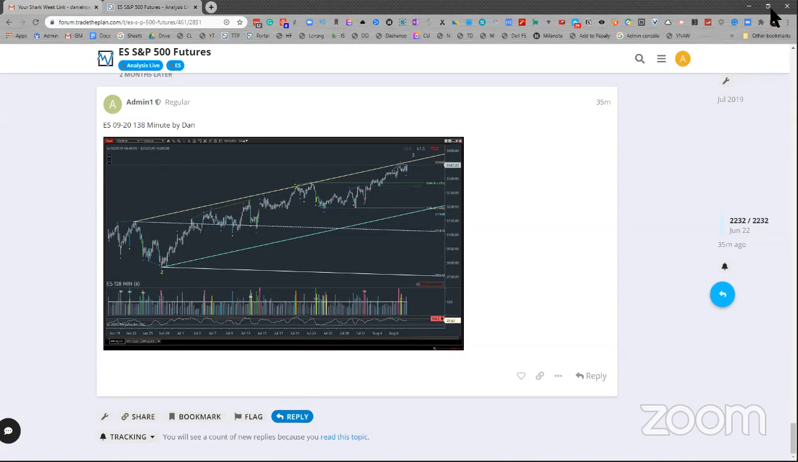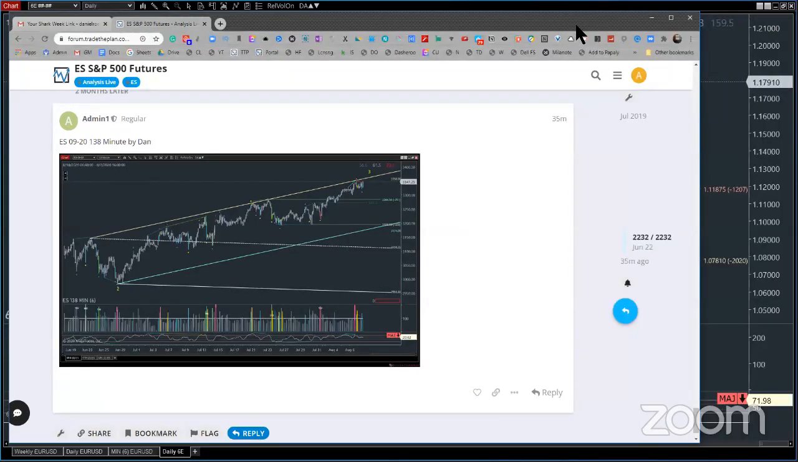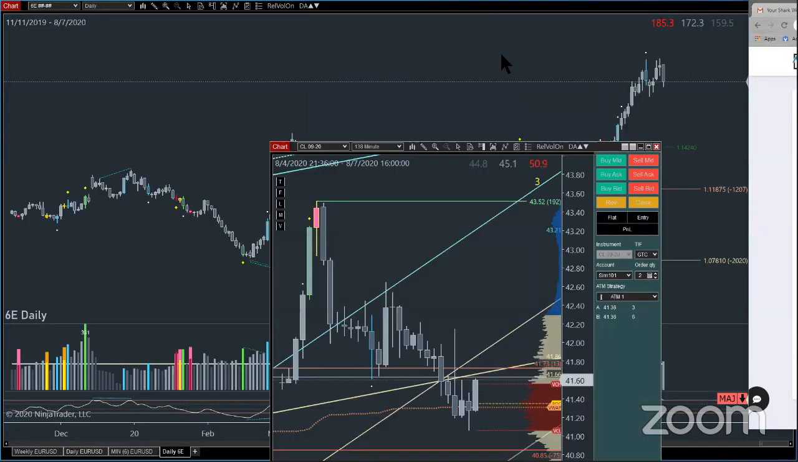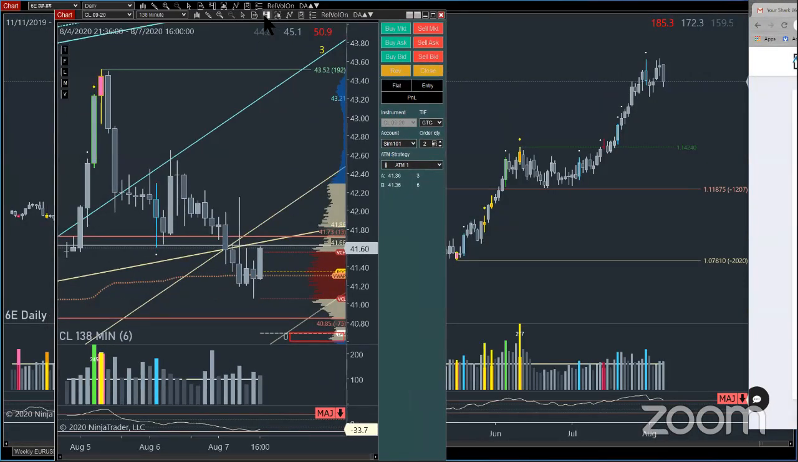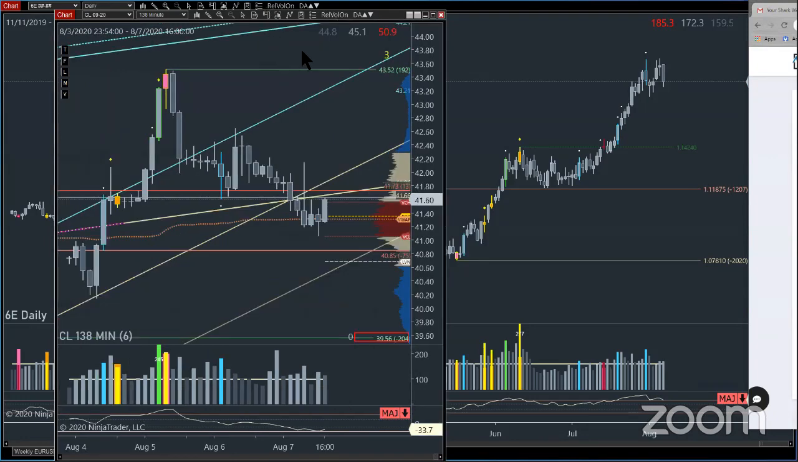Okay, let's try something else. It's not going to show the ES, but let's see if it'll show crude. Yeah, so all this should be working now.